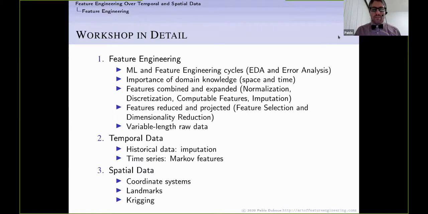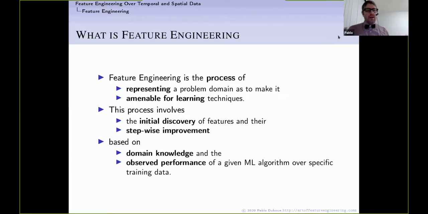So, what is feature engineering? From my perspective, feature engineering is the process of representing a problem domain so as to make it amenable for learning techniques. So it's a process that involves initial discovery of features and their stepwise improvement. And it's based on domain knowledge and the observed performance of a given machine learning algorithm over a specific training data.